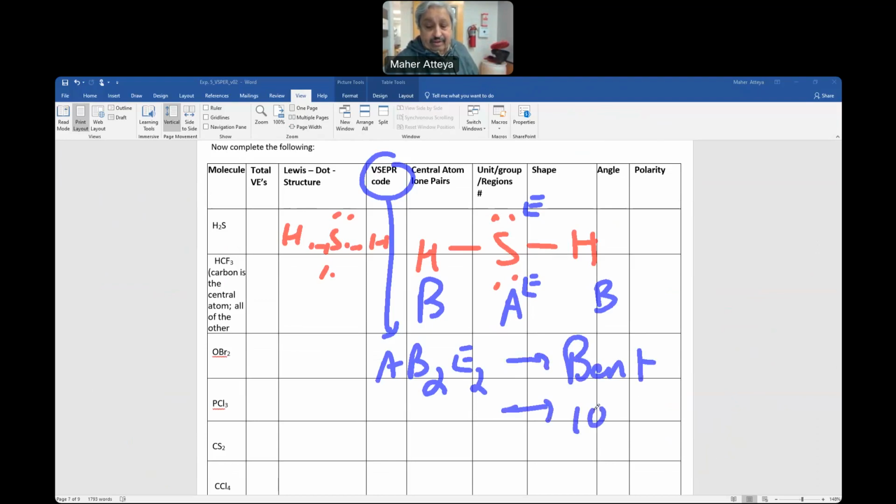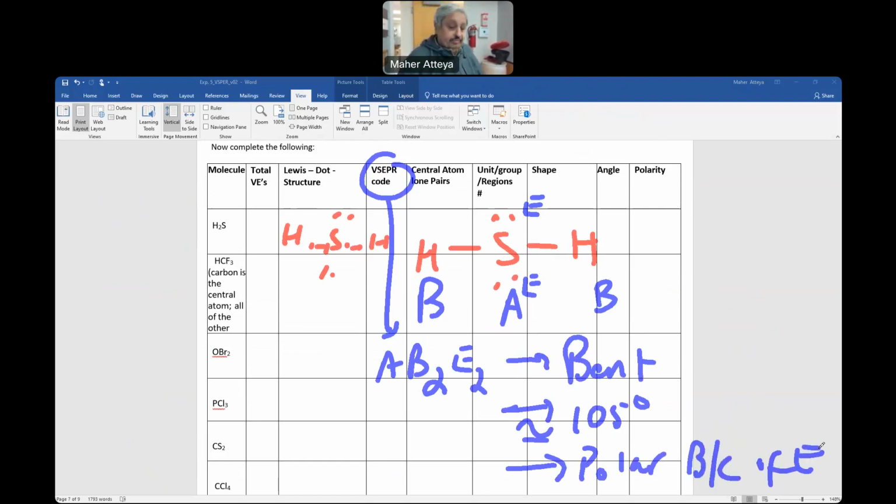Around 105 or something like this, around that, like H2O. So bent H2O is polar or non-polar? Polar, because of the lone pair. That's the first one. And the angle is around 105.